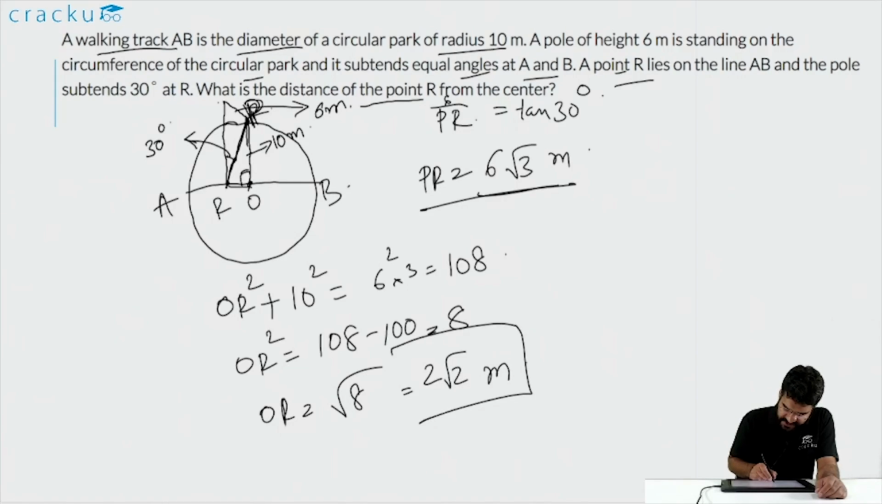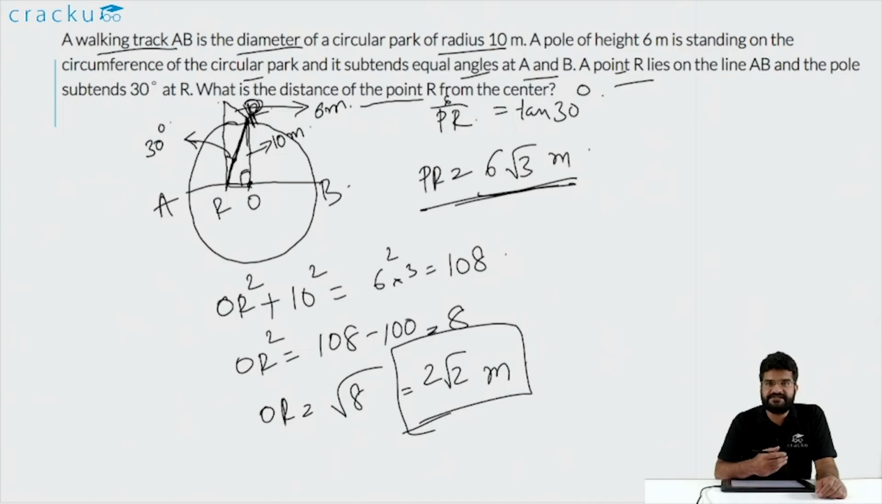Now if you are able to visualize this simple diagram in three-dimensional space and figure out that the length of PR is 6 root 3, the question is nearly solved.